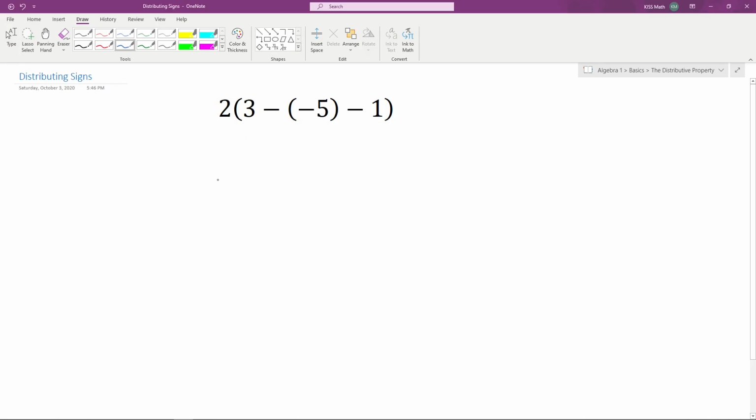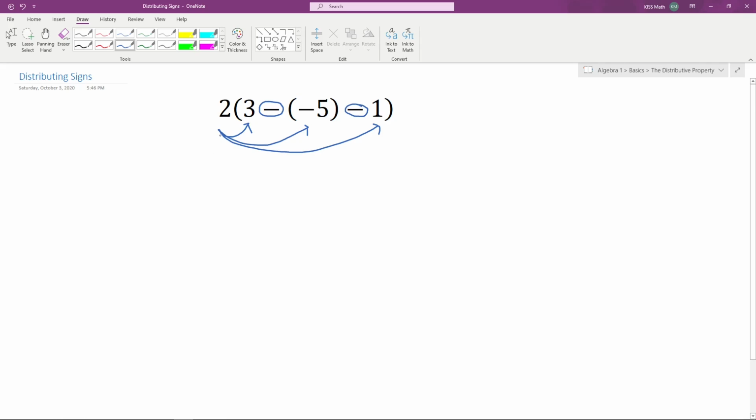So far we've only dealt with positive numbers. If there are negative signs inside the parentheses, it's not so bad, we follow the same steps. So here we have a 2 on the outside, and inside the parentheses we have a 3 minus a negative 5 minus 1. If we want to distribute this 2, we do the same thing. We multiply the 2 to the 3. We distribute the 2 to the negative 5. And we distribute the 2 to the 1. And we keep whatever signs that were there inside the parentheses originally. So these minus signs, we're going to keep those.